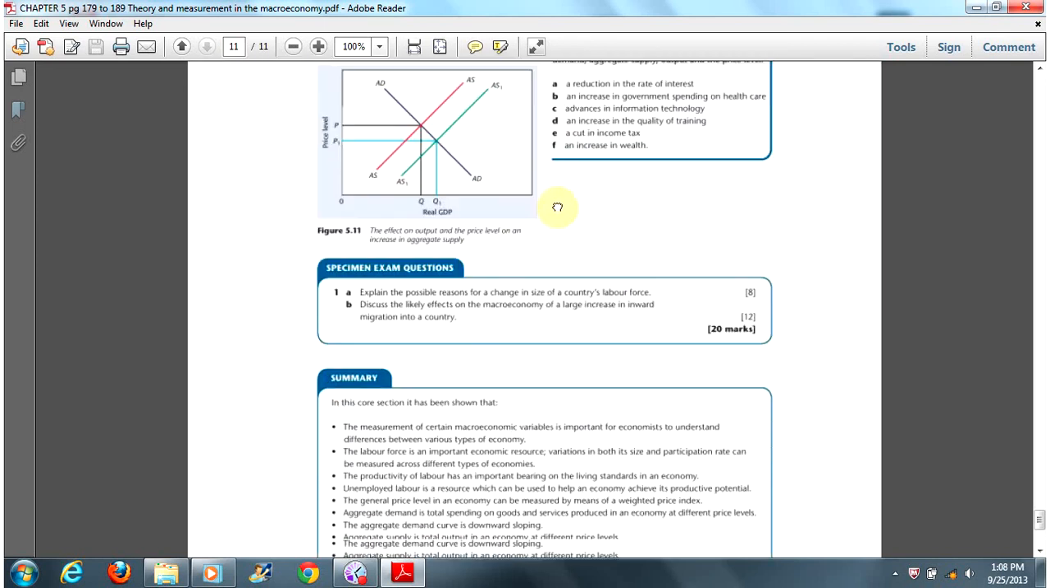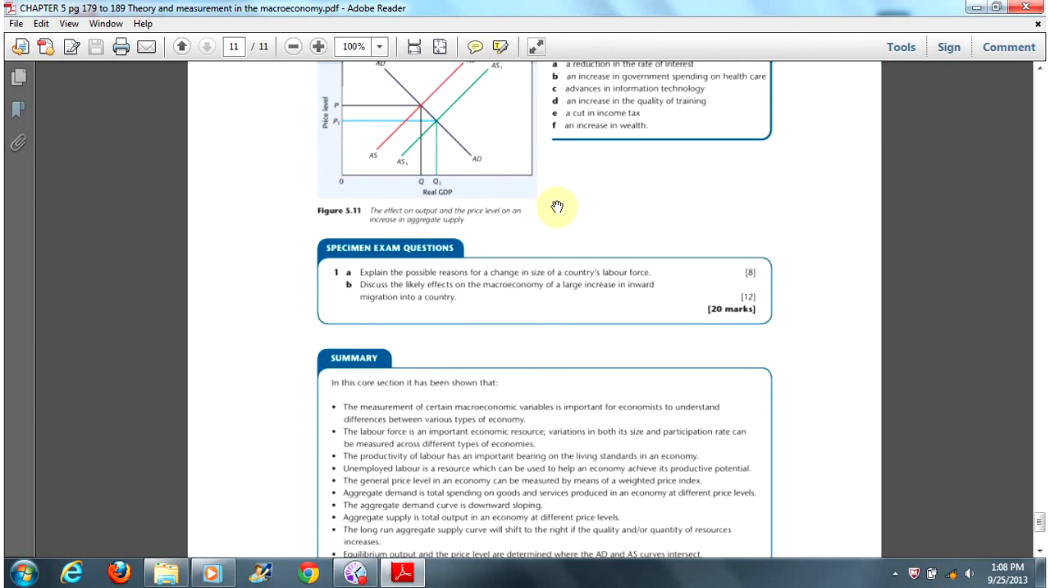Specimen exam question. 1. A. Explain the possible reasons for a change in the size of a country's labor force. B. Discuss the likely effects on the macroeconomy of a large increase in inward migration into a country.